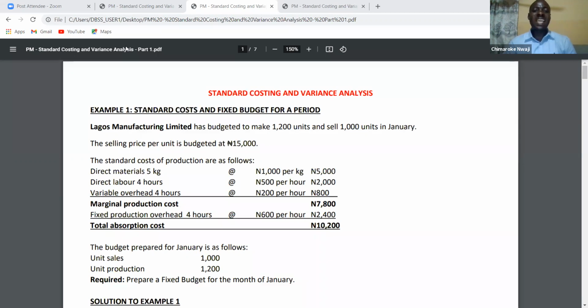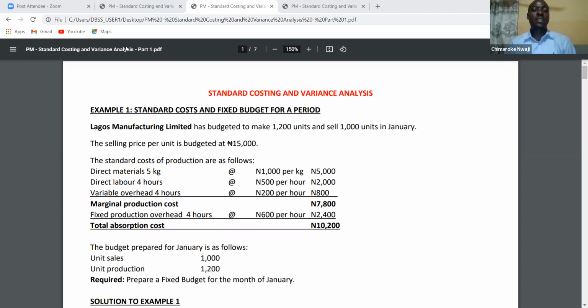And now 1 kg costs us 1,000 naira. And so 1 unit direct material cost is 5,000 naira. That's standard. Direct labor hours. So direct labor, it takes us 4 hours to make a loaf of bread, and we pay our laborers 500 naira per hour. So when we multiply 500 naira by 4 hours, we have 2,000 naira labor costs for 1 loaf.